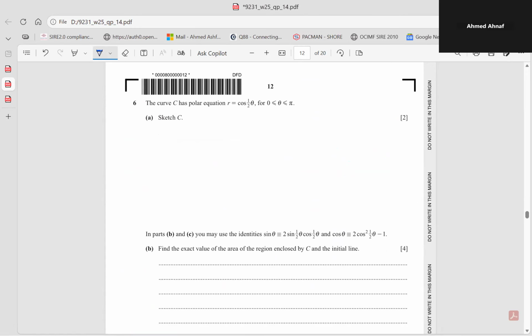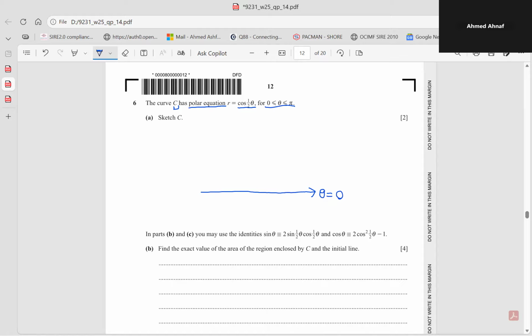Okay, so for this question, we are told that the curve C has a polar equation r equals cosine half theta, where theta is between 0 and pi. Okay, so this is the range. So using that, we have to sketch C. To sketch a polar curve, you always start with your initial line and label it as theta equals 0.